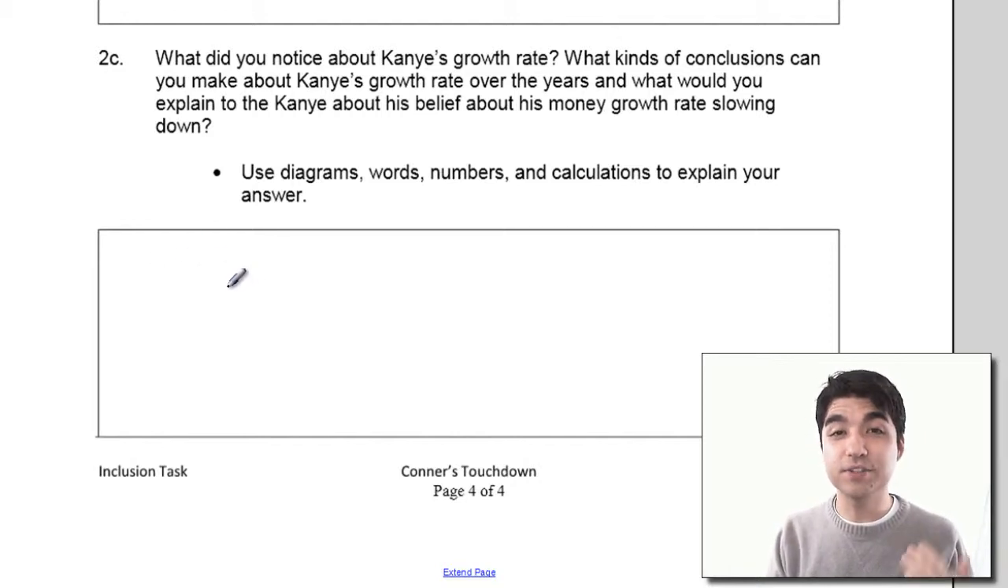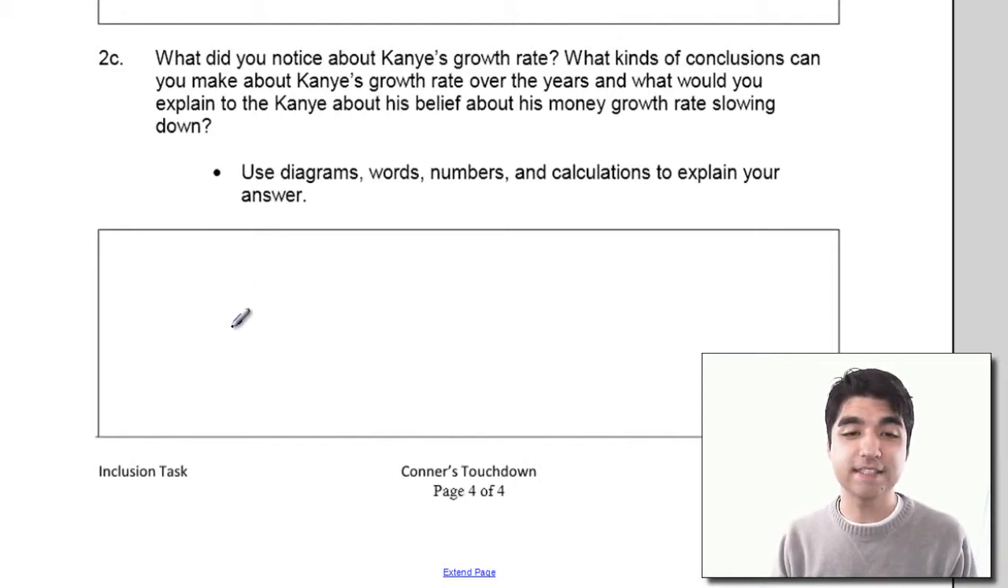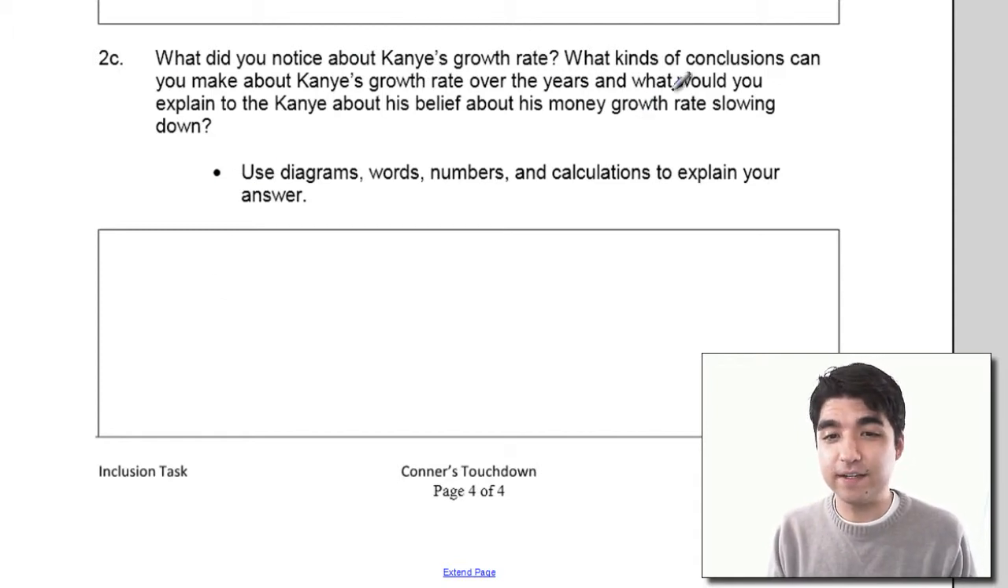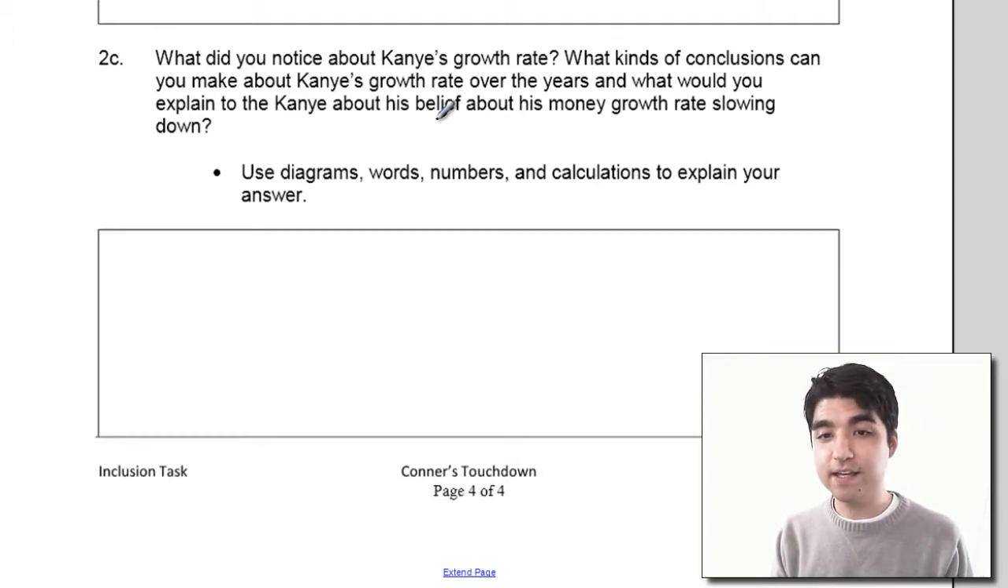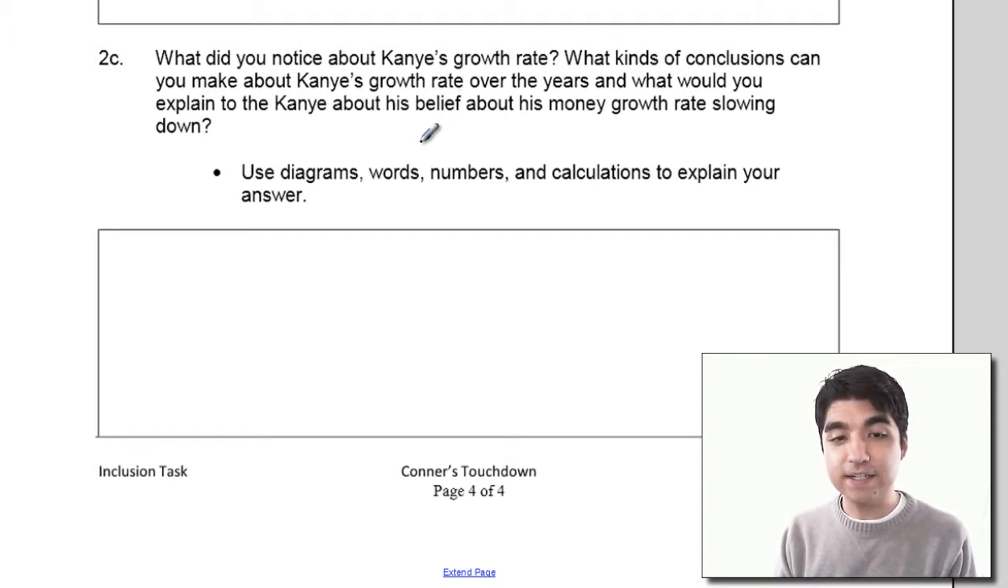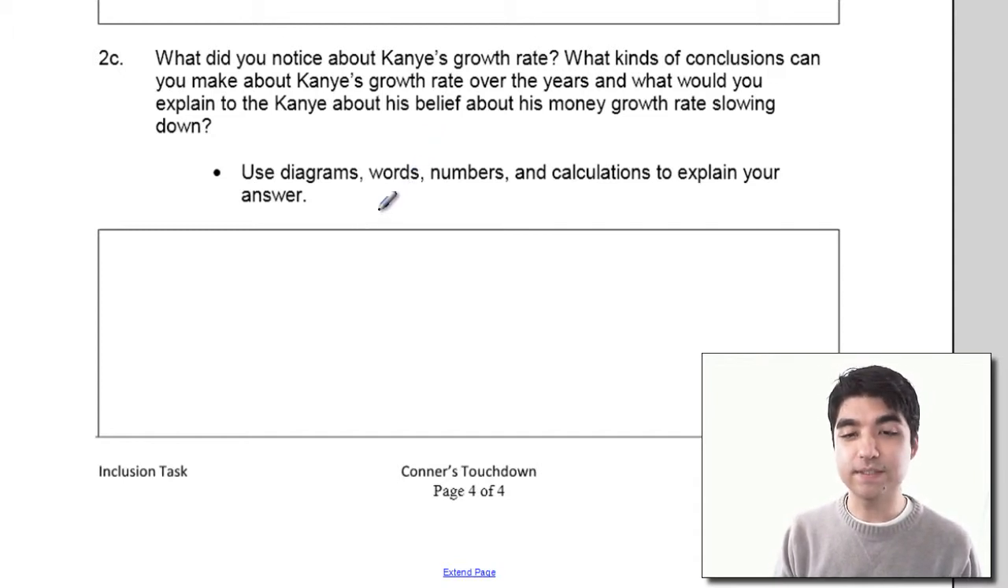Okay, so we're on 2C, which is the last problem for this practice test. It says, what did you notice about Kanye's growth rate? What kind of conclusions can you make about Kanye's growth rate over the years? And what would you explain to Kanye about his belief about his money growth rate slowing down? Use diagrams, words, numbers, calculations, explain your answer.